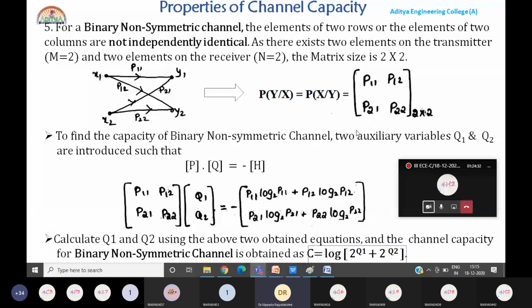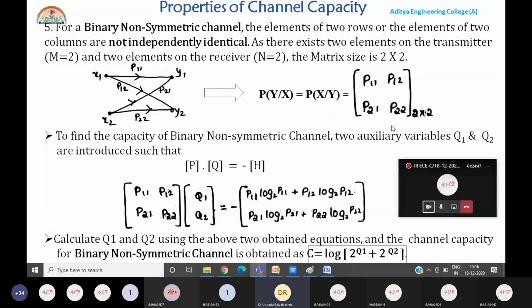For a binary symmetric channel, we directly took the expression log m base 2 minus H of X by Y, and we replaced H of X by Y, and finally we obtained 1 minus of minus p log p base 2 minus 1 minus p log 1 minus p base 2. So we have written it as 1 minus H of X or 1 minus H of Y. That is for the binary symmetric channel.